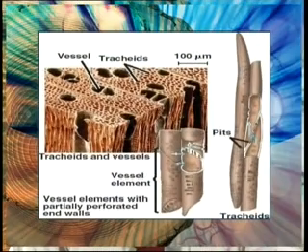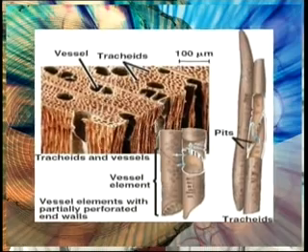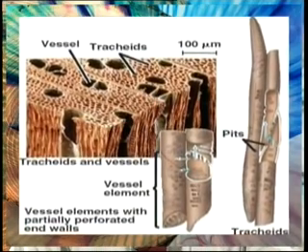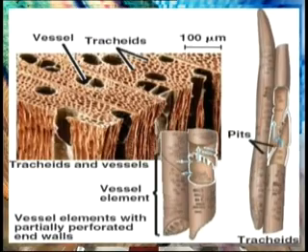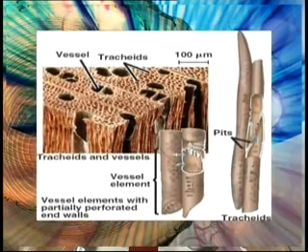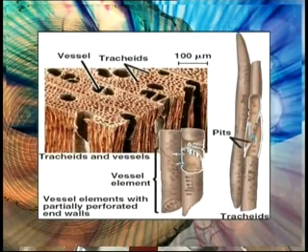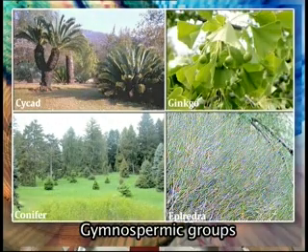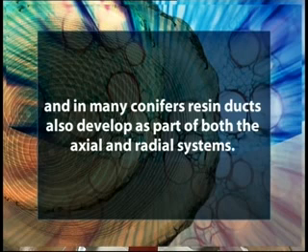Now, structure of secondary xylem. Secondary xylem is made up of an axial system of longitudinally oriented cells derived from the fusiform initials of the vascular cambium, and a radial system consisting of rays derived from the ray initials of the vascular cambium. In gymnosperms, the axial system consists of tracheids and axial parenchyma, and in many conifers, resin ducts also develop as part of both the axial and radial systems.